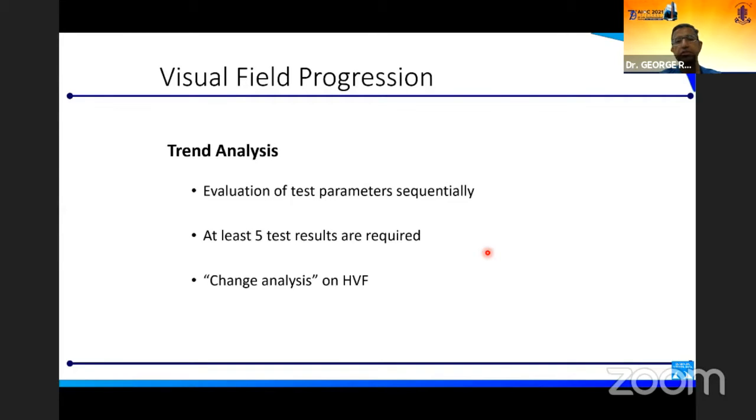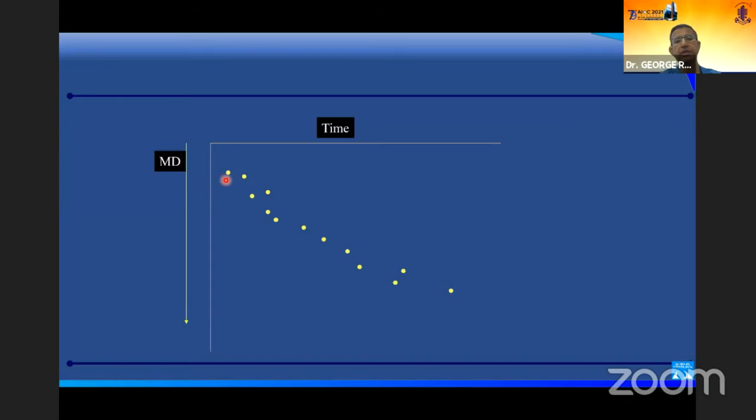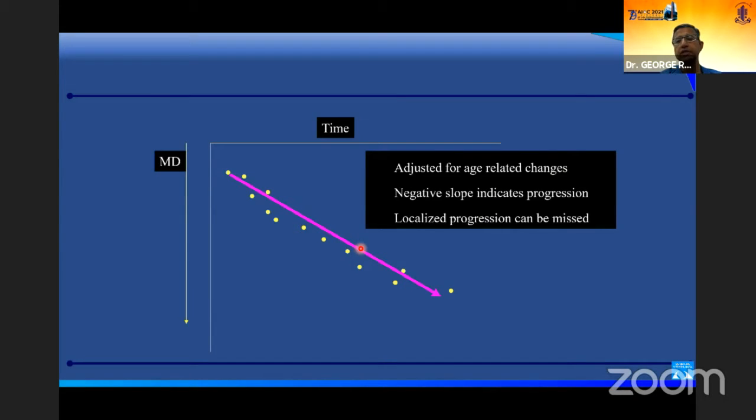There are 2 basic ways of doing it. One is trend analysis, where you're looking at the mean deviation or the visual field index or the pattern standard deviation over time. You're looking at that value and seeing what happens with time, and then you're applying mathematical regression to it to see whether this is statistically significant or not. This is usually adjusted for age-related changes. If you have a negative slope or a minus sign, it indicates progression.